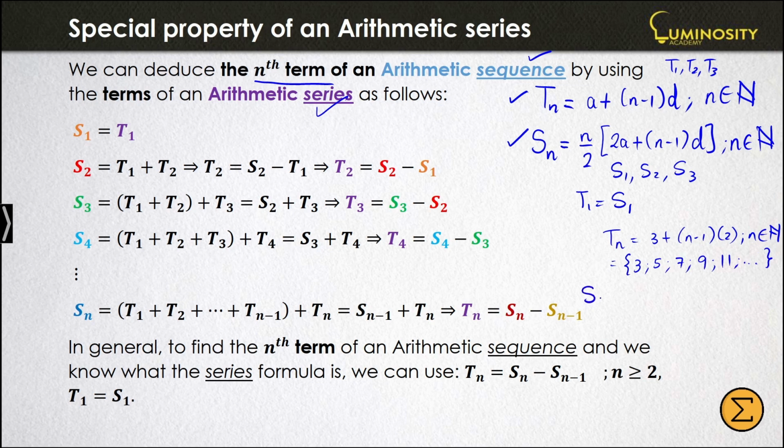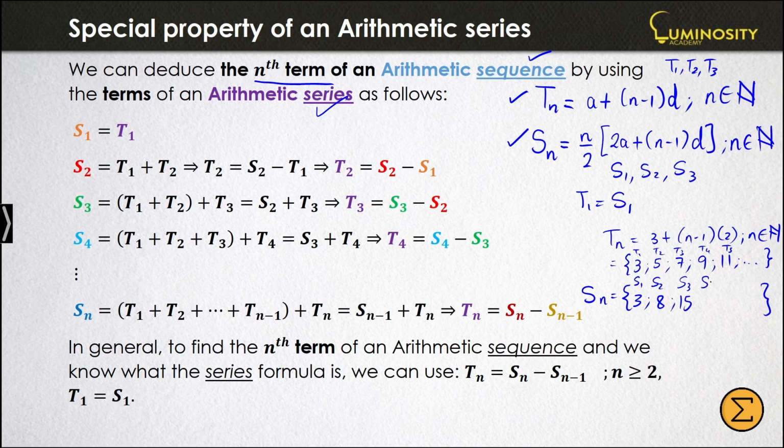What does the Sn sequence look like? Now remember, this is T1, T2, T3, T4, T5, and so on. Well, it's a series rather, but we can list out S1, which is just the sum of the first term, so it's just 3 by itself. S2 is the sum of the first two terms, T1 plus T2. So 3 plus 5, which is 8. What about S3? Well, that's T1 plus T2 plus T3. So that's 3 plus 5 plus 7, which is 8 plus 7, which is 15.